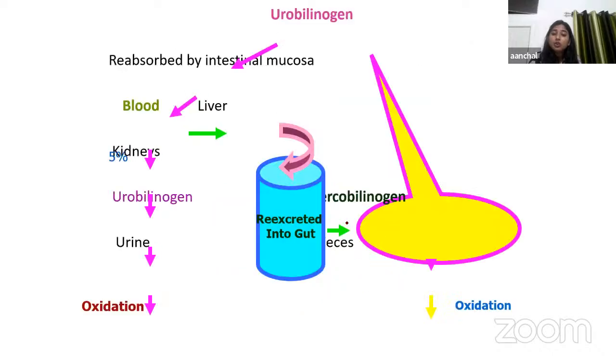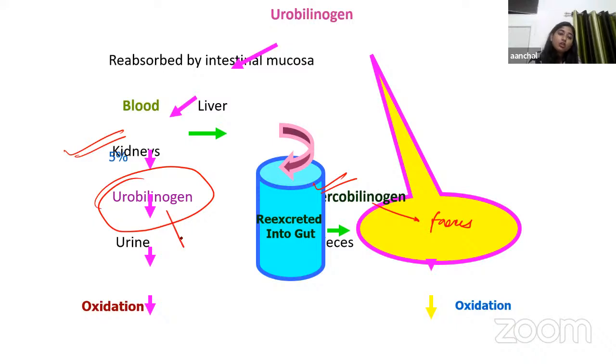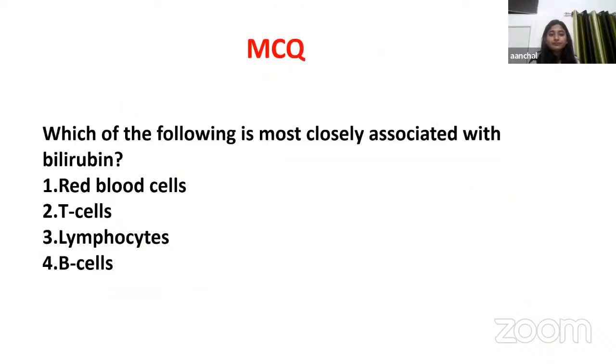of stercobilinogen, which gets excreted with feces, and some amount of bilirubin gets excreted and enters into the kidney, where it forms urobilinogen, which also gets excreted with urine. Okay, so this is all about the bilirubin, the RBCs, and about hemoglobin.